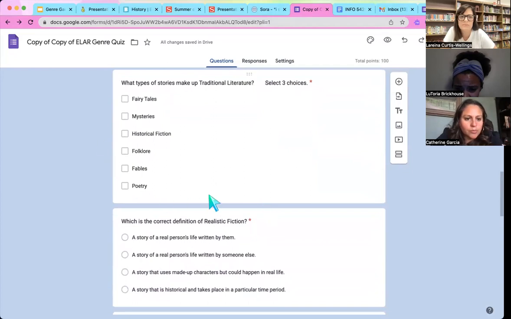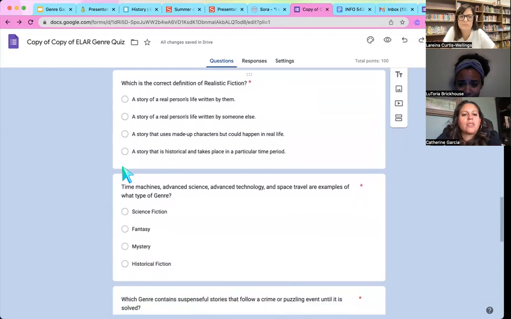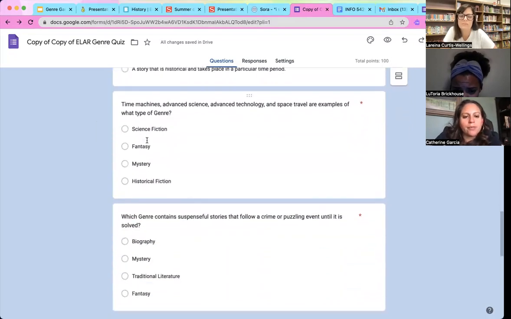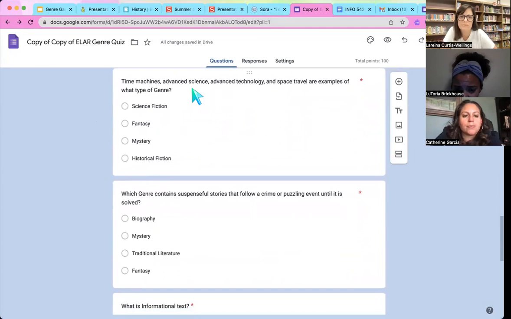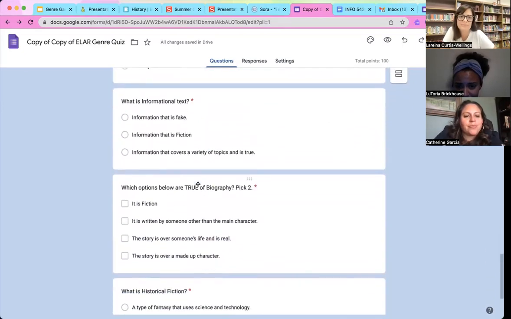Traditional literature. Which of these 3 would be considered traditional literature? Fairy tales, folklore, and fables. Good. What's the correct definition of realistic fiction? A story that uses made-up characters but could happen in real life. Good. Time machines, advanced science, advanced technology, and space travel are examples of what genre? Science fiction. Good. And then I'll go through a couple of these.